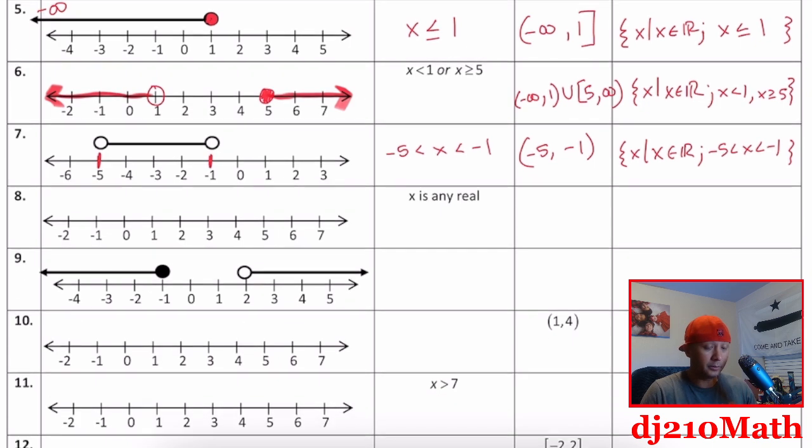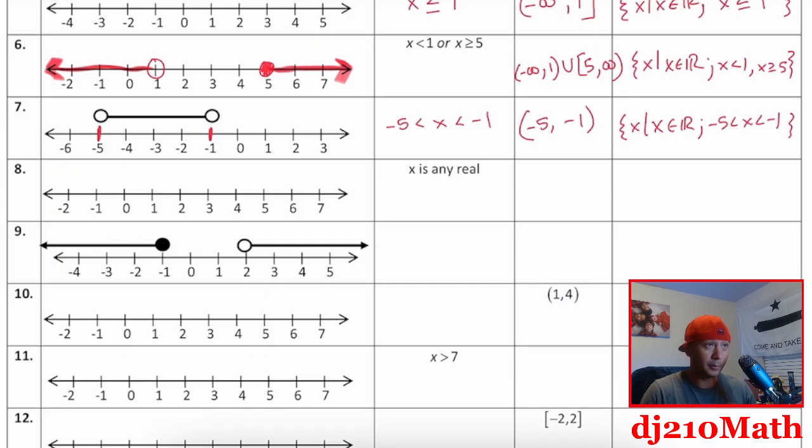All right, here's a tricky one. Number 8. They're saying that x is any real number. So this number line is the real number line, right? Every real number is on this number line. So x could be any of these from negative infinity to infinity.